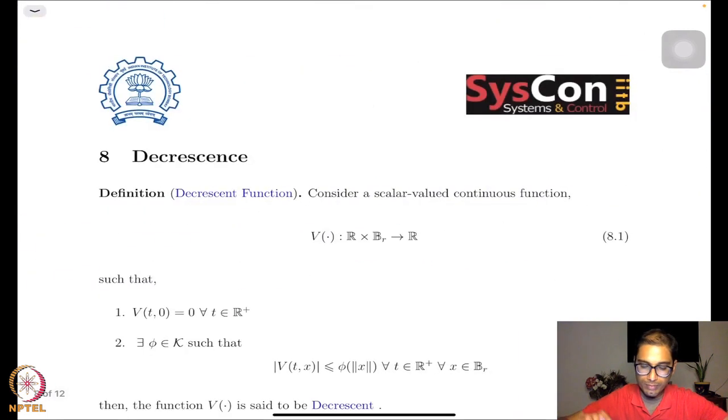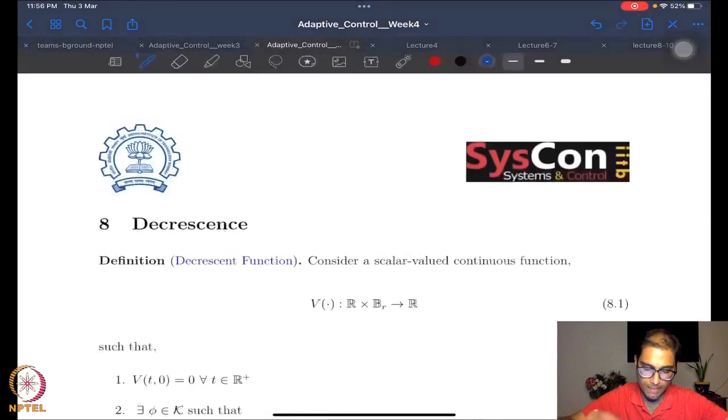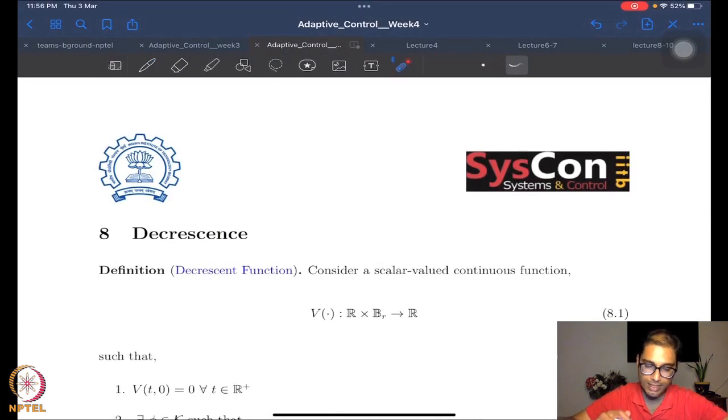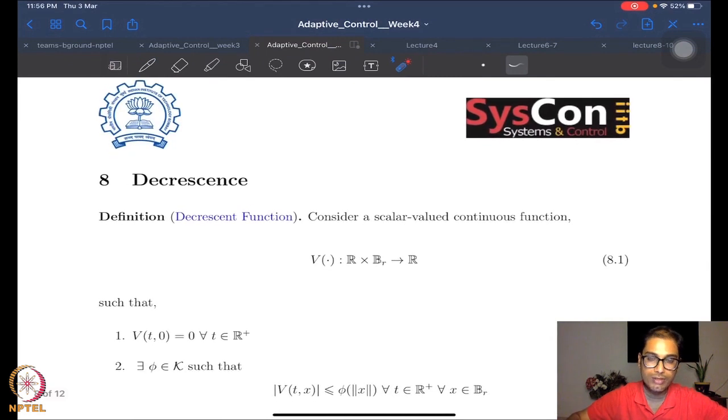Now, if you go back and remember the definitions that we had looked at, we also looked at the notion of uniform stability. These uniform stability notions are what are connected to decrescence. So that is what we are going to look at today. This is where we start.